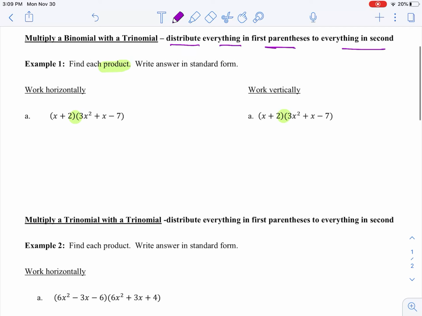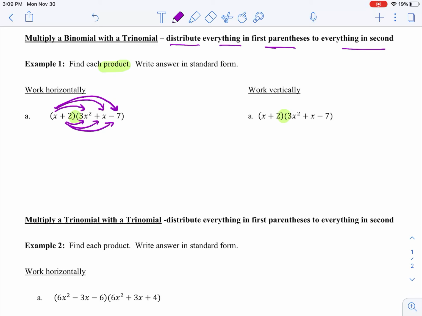So what we want to do, if we're working horizontally, let's talk about this. We're going to distribute the x 3 times. We're going to distribute it to the 3x squared. We're going to distribute it to the positive x, and we're going to distribute it to the minus 7. Then we're going to distribute the 2. The positive 2 is going to get distributed to the 3x squared, to the positive x, and to the minus 7. And so if you count up how many arrows that is, it's 6 arrows, right? You're going to distribute the x 3 times and the positive 2 3 times. So we're going to write all of these things right next to each other horizontally. We're going to have 6 things written in a row.